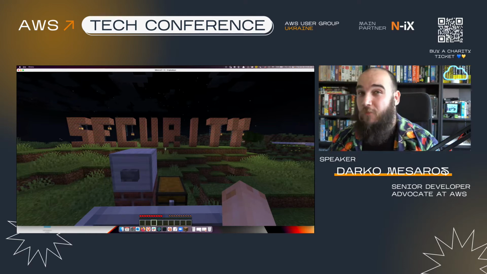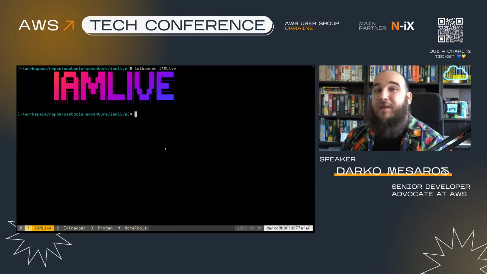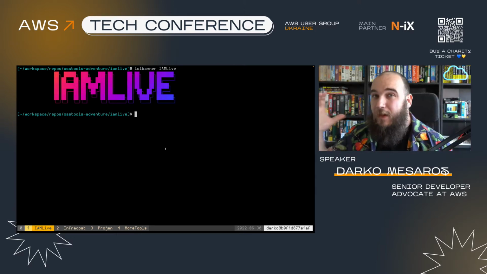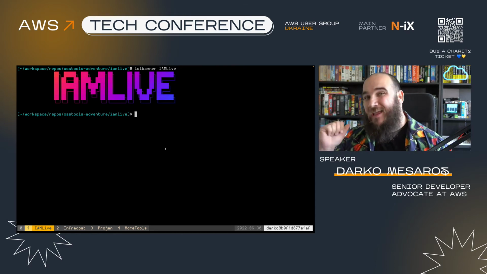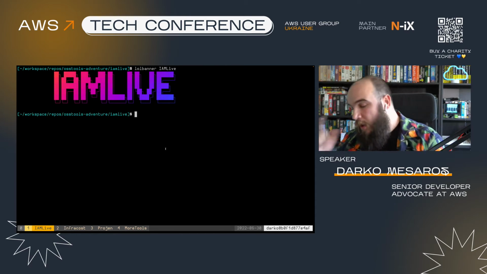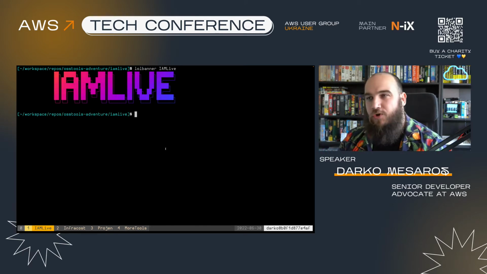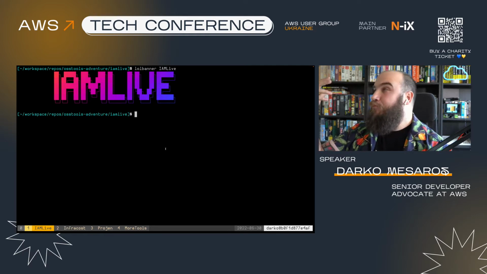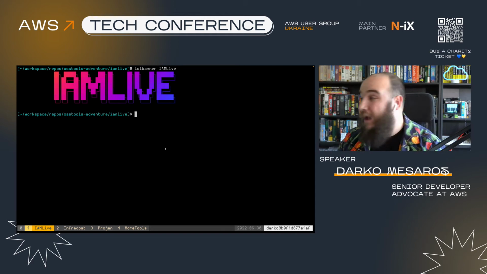Let me show you a wonderful tool made by a wonderful gentleman called Ian, called IAM Live. What IAM Live does, it listens to the API calls you make to AWS and creates an IAM policy for you. Let's say you want to launch an EC2 instance and you want to make sure you know exactly which API call permissions you need. So IAM Live does that for you.